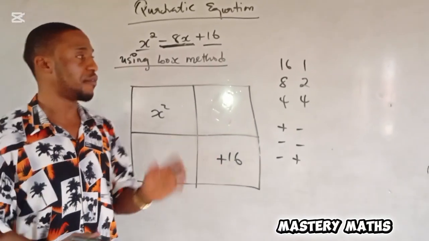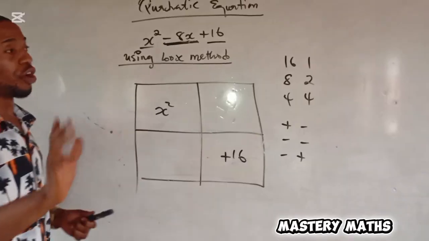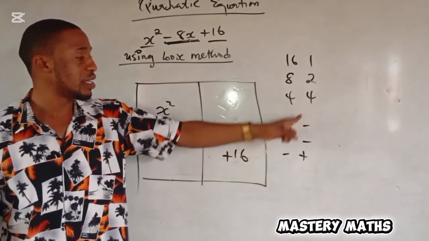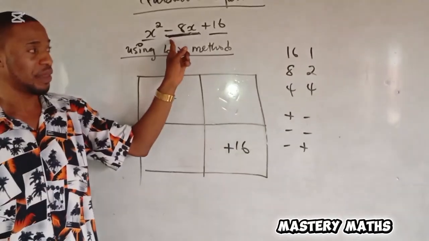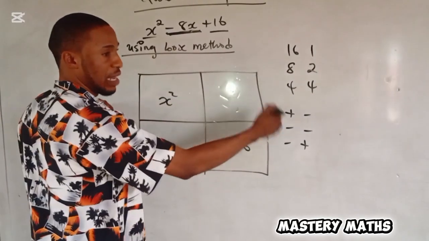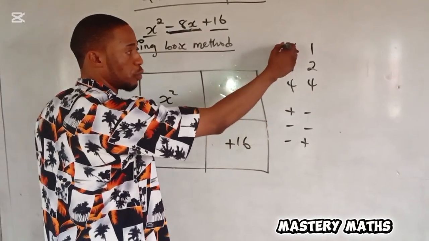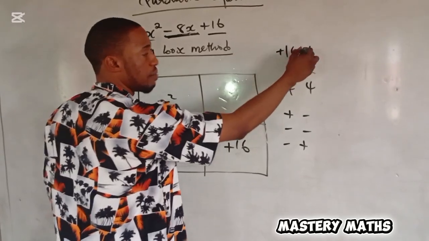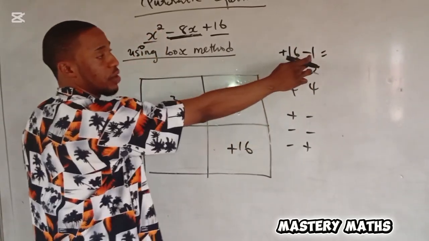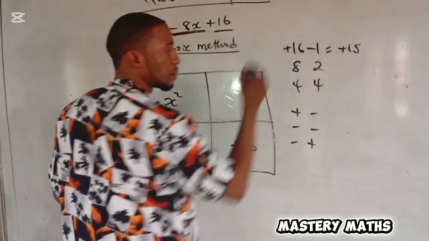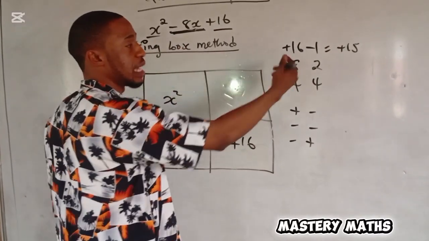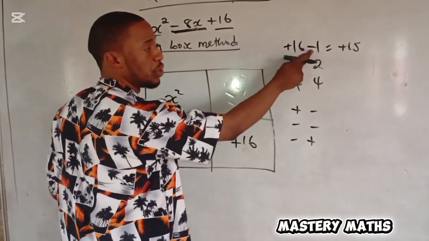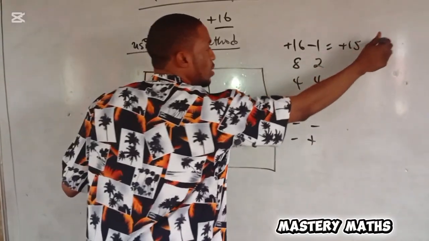Which signs? Now, first of all, let's take the first number. Already you know that there is no sign you will place here and here that will give us minus 8. Because if I put plus 16 and minus 1, plus 16 minus 1 will give us plus 15. You see that? And we're looking for minus 8. If I decide to change it and put minus 16 and plus 1, it will give us minus 15. So this will not work out.